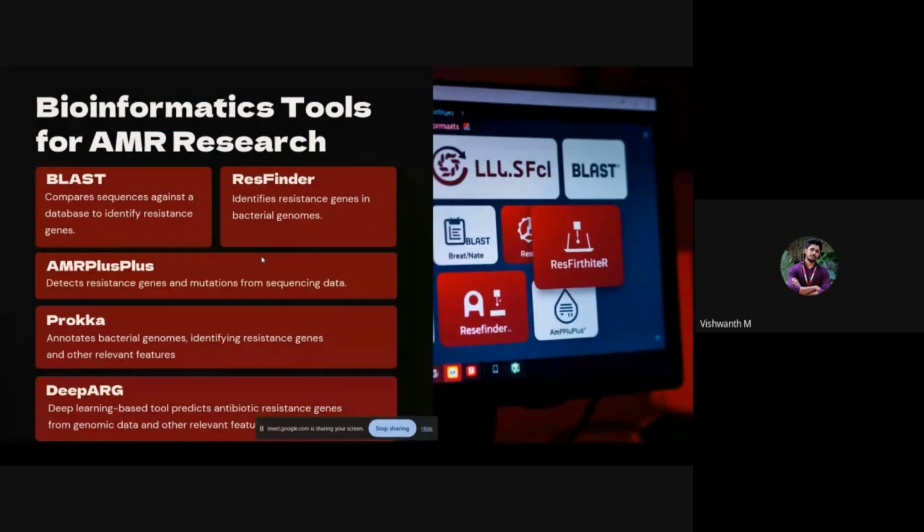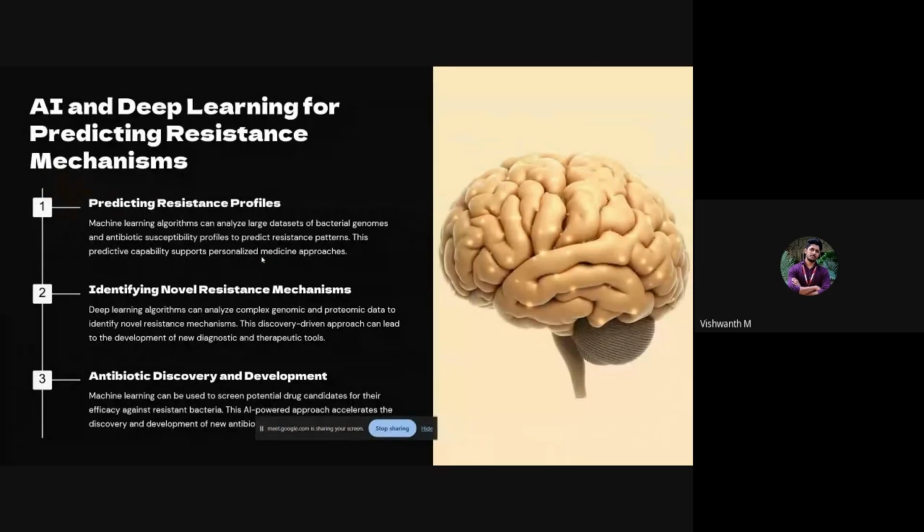Okay, and the DeepARG. So it is a type of deep learning based tool. What is deep learning? We will be looking into the next slide. So this deep learning based tool predicts antibiotic resistant genes from genomic data. It leverages machine learning algorithms, which improve the accuracy and efficiency to a very vast amount. So these tools have streamlined antimicrobial resistance research by automating processes that would otherwise be time intensive and labor intensive too. So, artificial intelligence and deep learning for predicting resistant mechanisms.